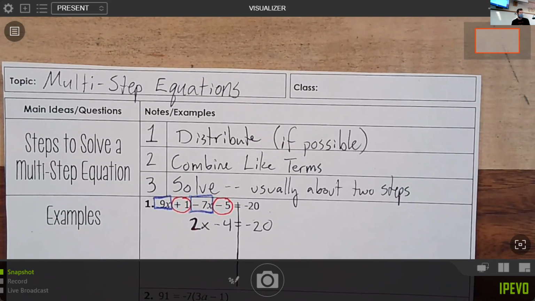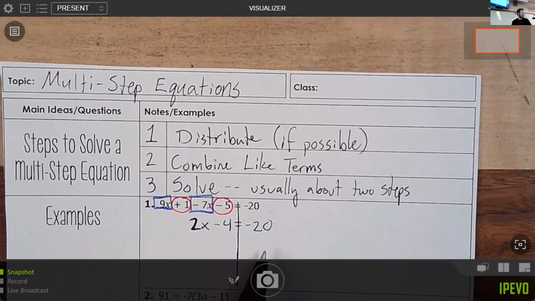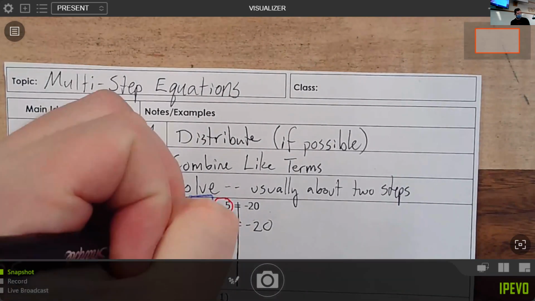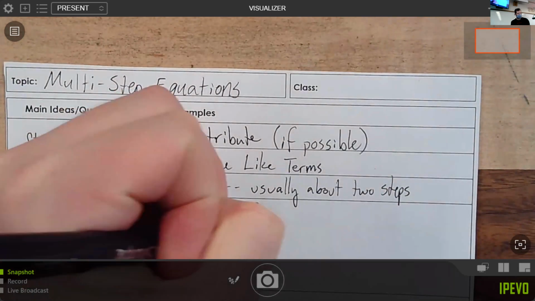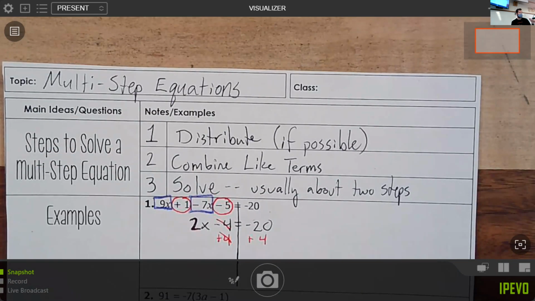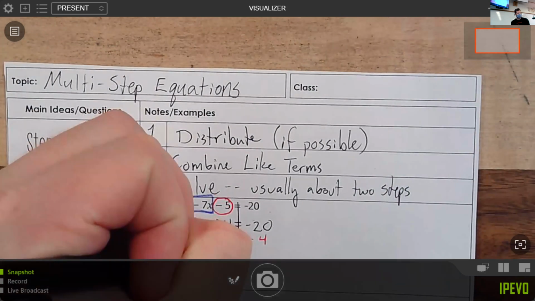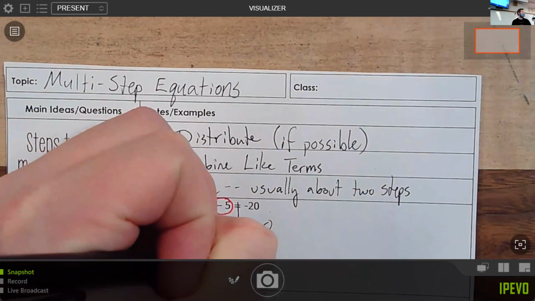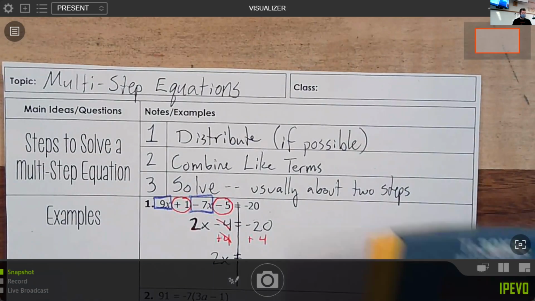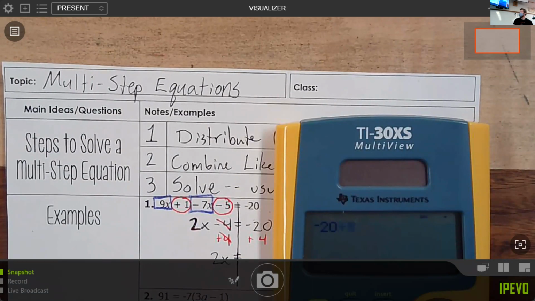What's our next step? You saw quite a few problems like this on your test and on the review. What is it? Add 4 to both sides. Good. So now we have to undo the subtraction. And on the left side, negative 4 and positive 4 cancel out. We bring down the 2x because there's still 2x left. Negative 20 plus 4, if you're having a hard time with integers, it's negative 16.